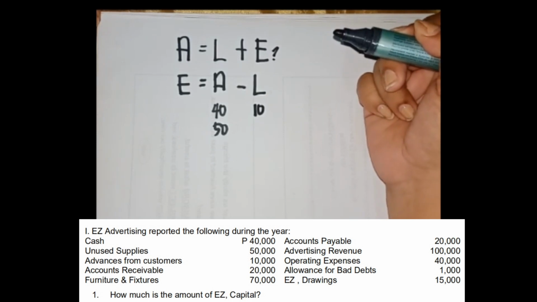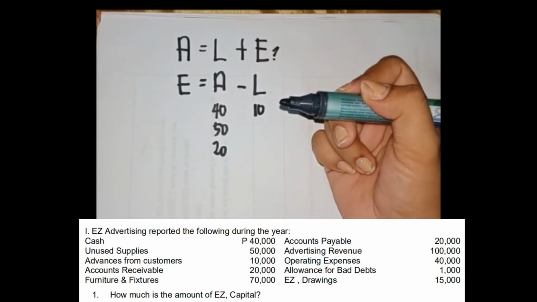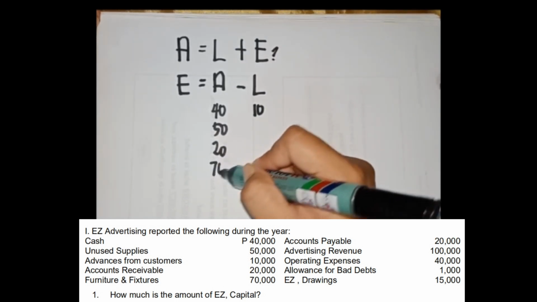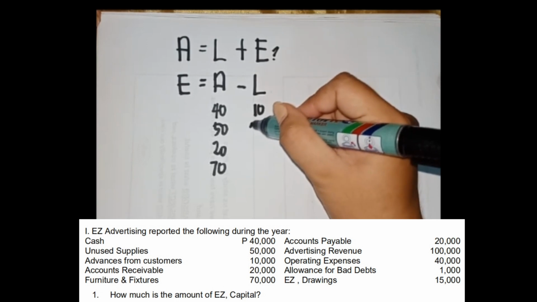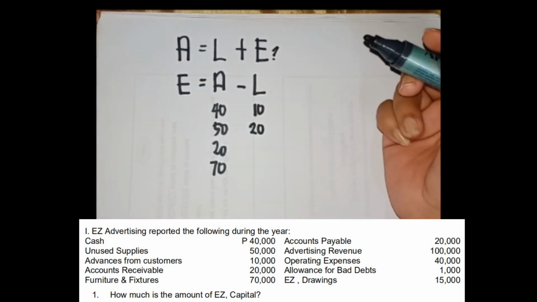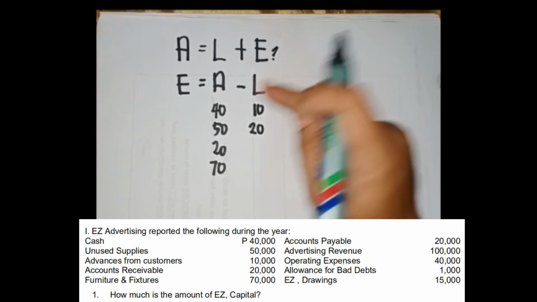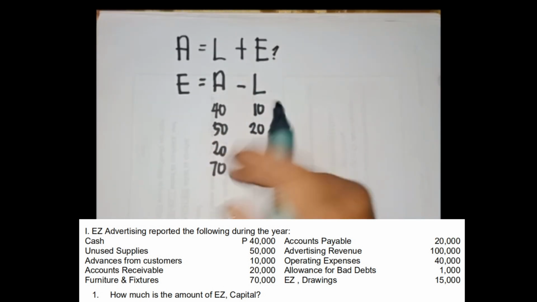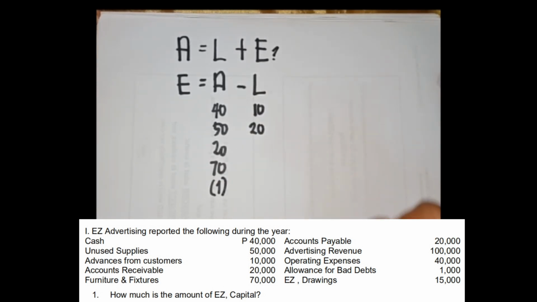Liabilities of 10. Next, accounts receivable, 20,000. Furniture and fixtures, 70,000. We have accounts payable of 20,000. And the allowance for bad debts. Allowance for bad debts is a contra asset account. So, dapat ibawas natin itong allowance for bad debts.